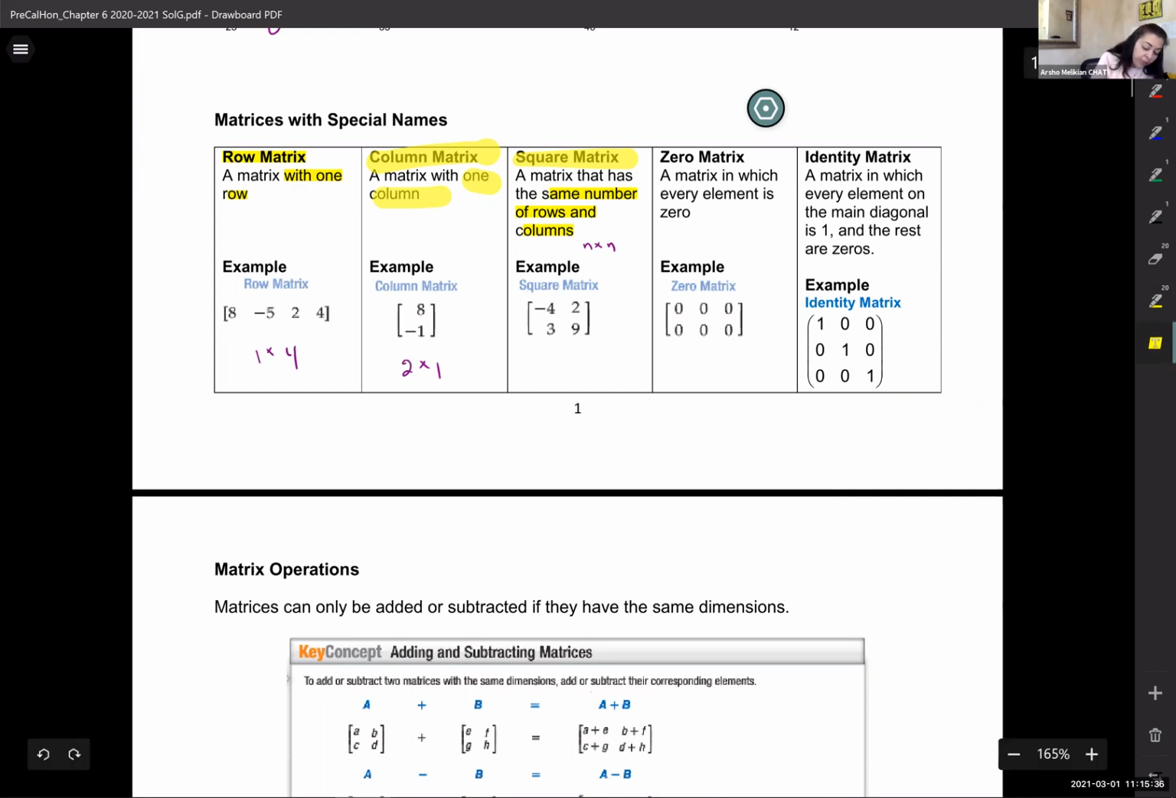A zero matrix is any matrix in which every single element is 0. That's it. It could have any size. It's just everything in there is 0. Why do we need a zero matrix? Well, why do we need a number 0? It serves the same purpose.